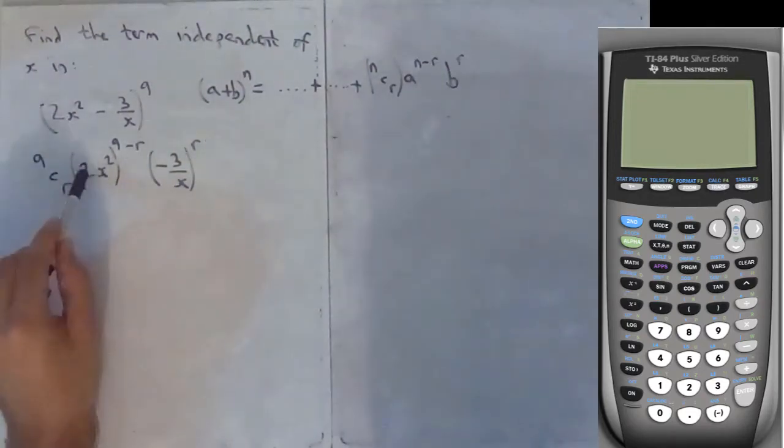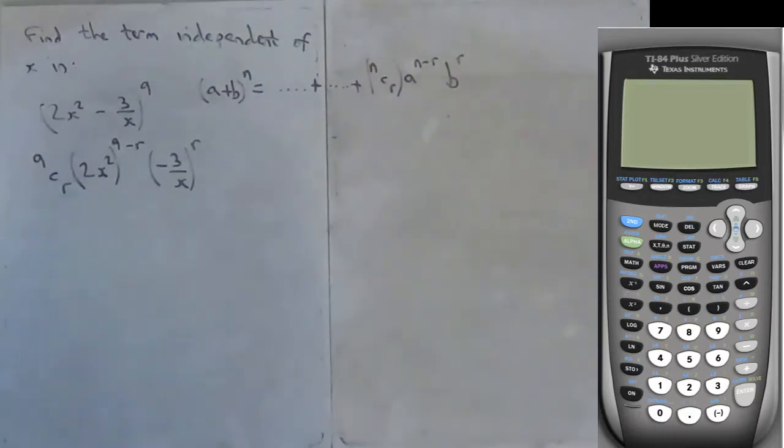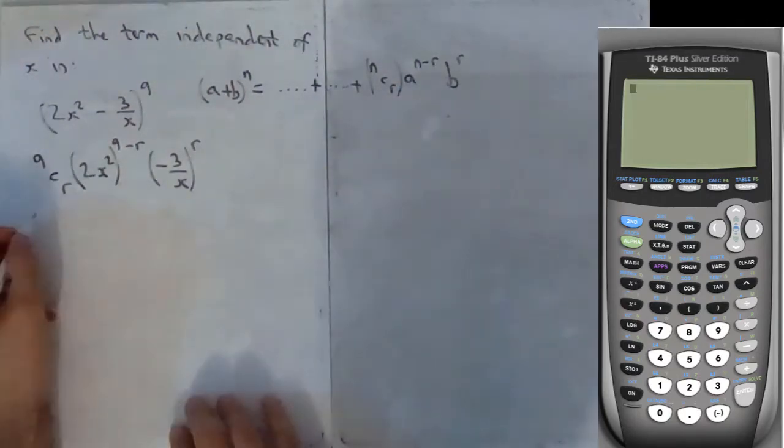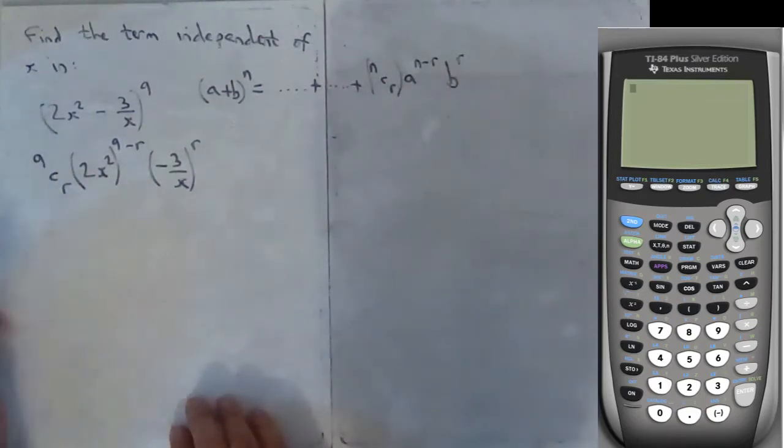Now, to actually work out which n and which r we want, I'm going to ignore this 2 and this minus 3 for now. I'm just going to focus on the powers, because it's the powers that I've got to remove to get this independent. We can put it back later for the rest. In fact, I'm even going to ignore this coefficient for now.